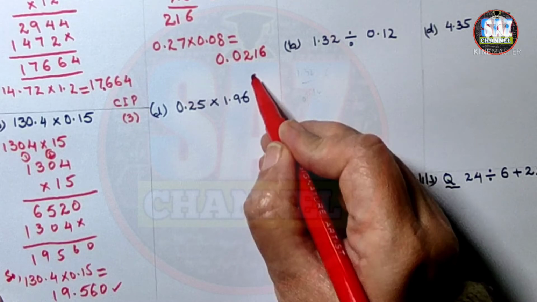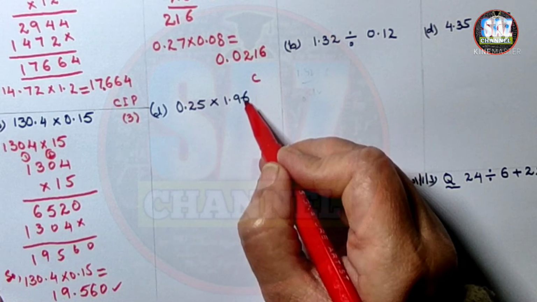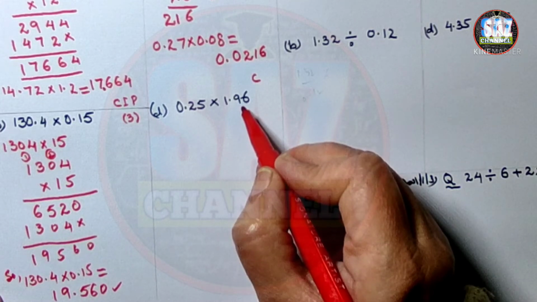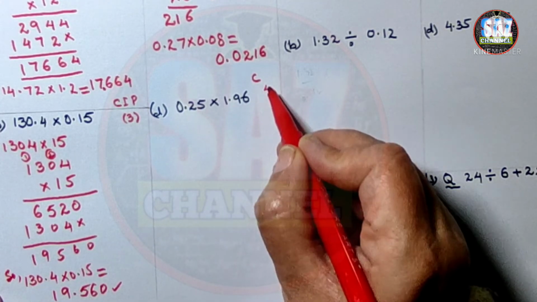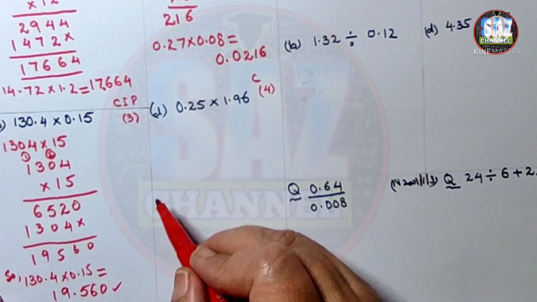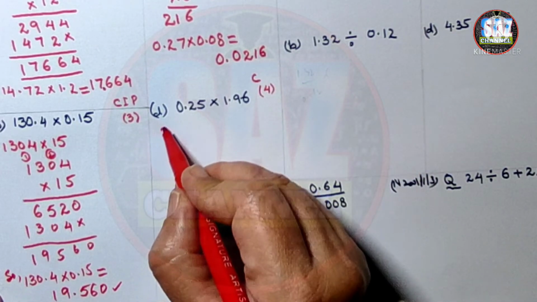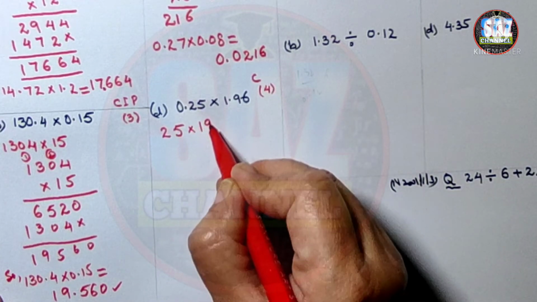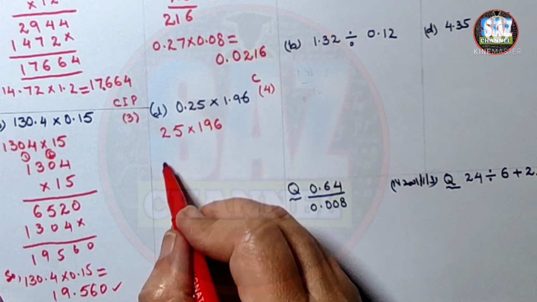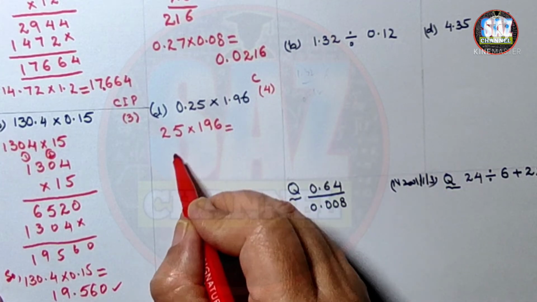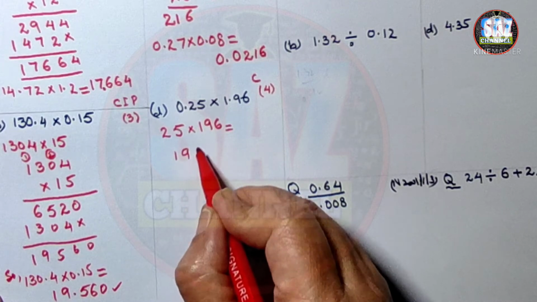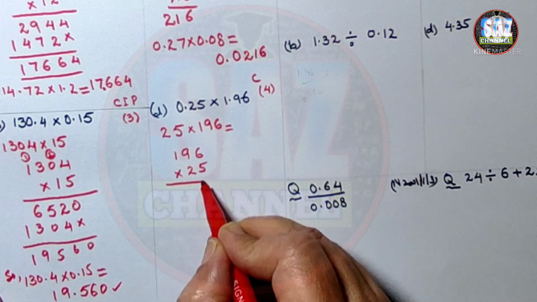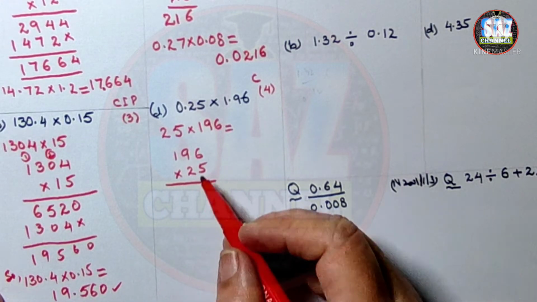First apply C. C means count the number of decimal places or digits after decimal in the question: 1, 2, 3, and 4 digits. Okay, and now what we have to do, we have to ignore the decimal for some time. 25 multiplied by 196, and now we simply have to multiply these two numbers, 196 multiplied by 25. Okay, in multiplication it doesn't matter in what order you are multiplying.